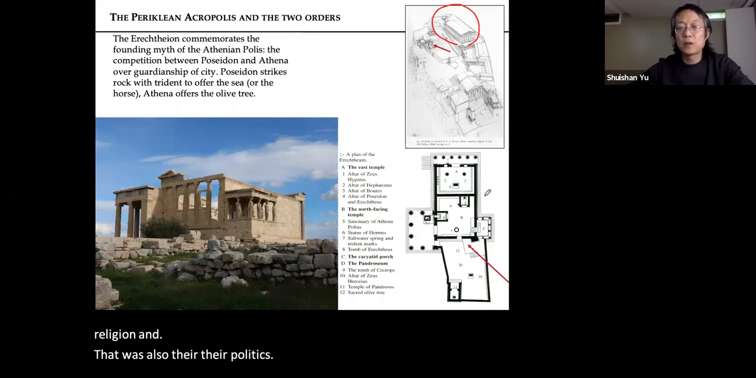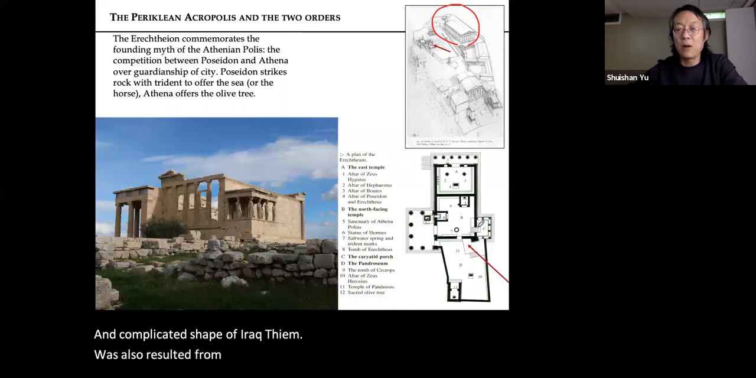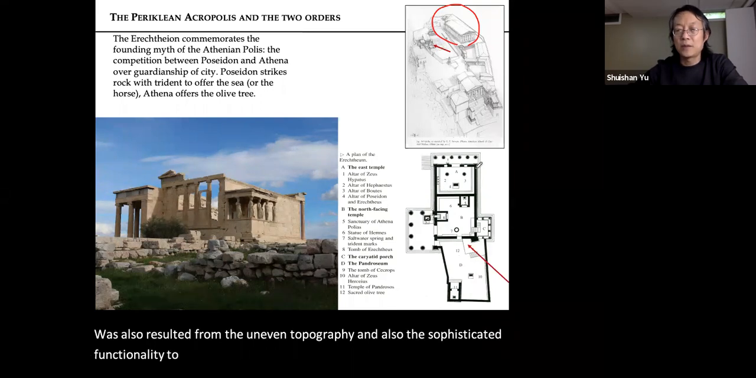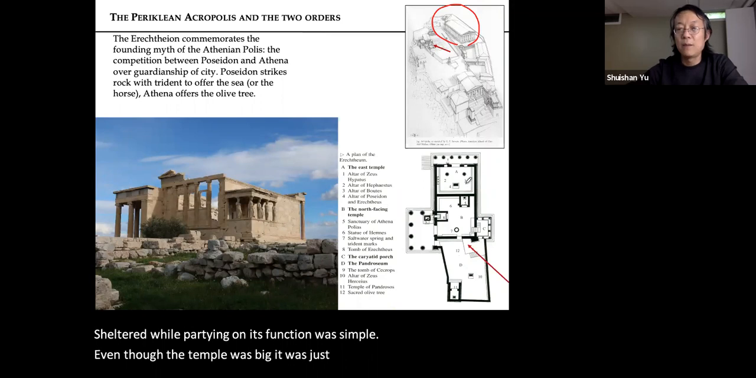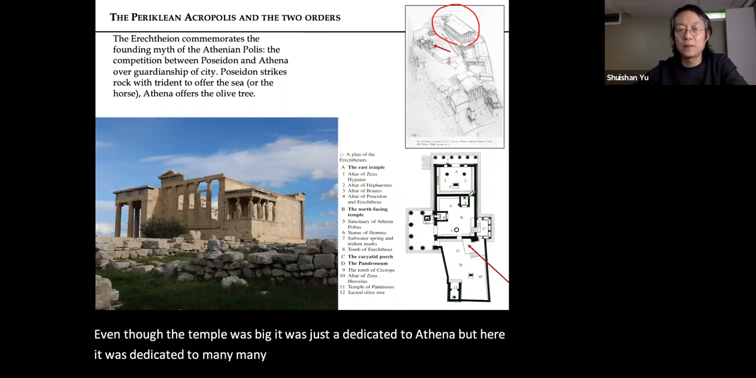And the complicated shape of the Erechtheum was also the result of the uneven topography and also the sophisticated functionality to be sheltered. While the Parthenon's function was simple. Even though the temple was big, it was just dedicated to Athena, but here it was dedicated to many, many gods and many ancestral kings.